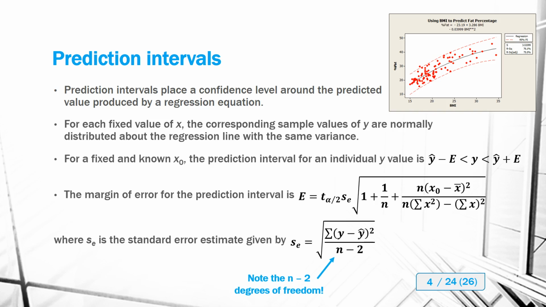Note the n minus 2 degrees of freedom on your standard error estimate. That becomes important. So when you go to calculate your critical t value to get your margin of error, you need to use n minus 2 degrees of freedom.